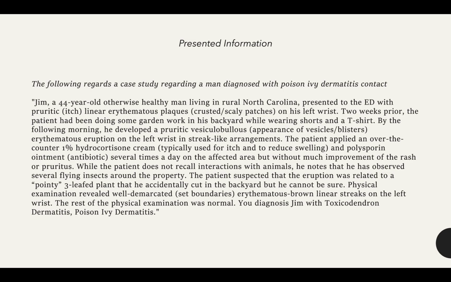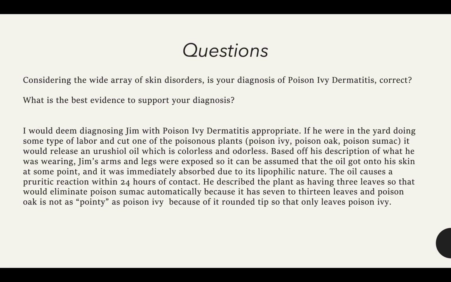You diagnosed Jim with Toxicodendron dermatitis, poison ivy dermatitis. Was my diagnosis correct? What was my best evidence for my diagnosis?